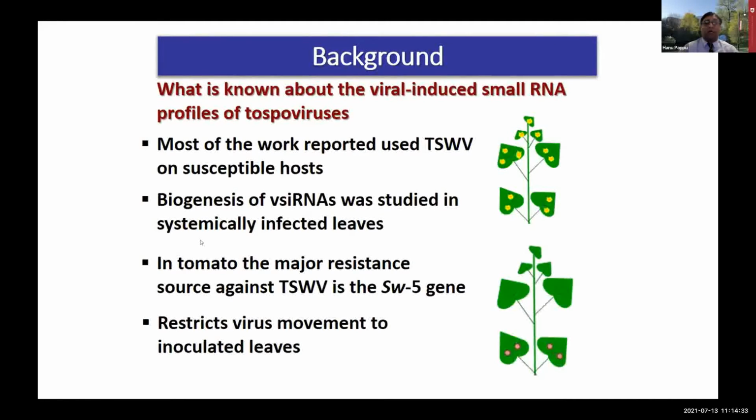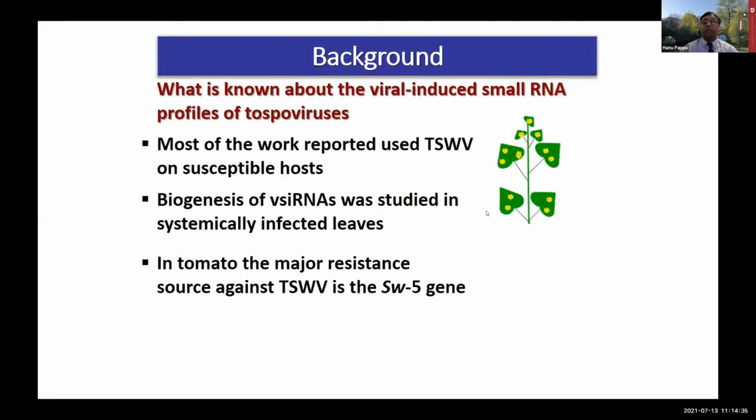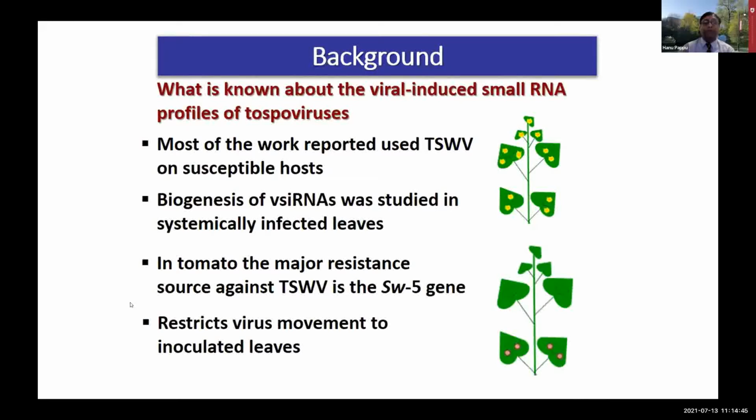So in case of tomato, there is a resistant variety that has a gene, SW5. It confers a high degree of resistance to TSWV. In varieties that have this SW5 gene, the virus infection is limited to inoculated leaves. The virus does not become systemic, as in the top cartoon.